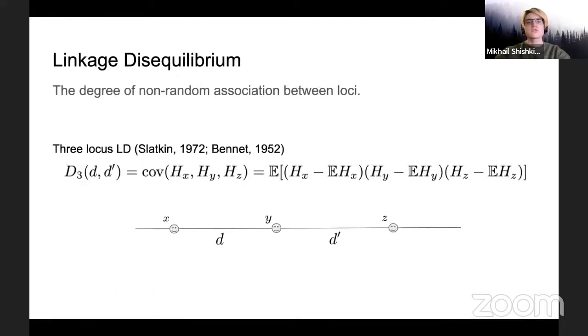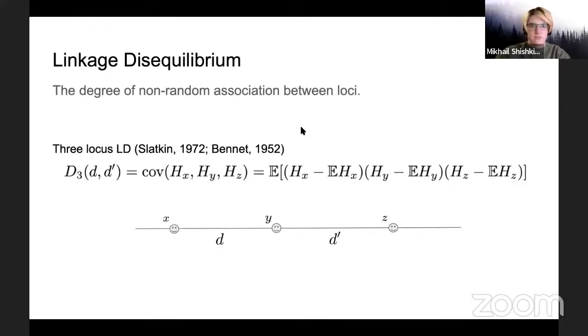In our work, we use 3 locus linkage disequilibrium, and we use Slatkin's definition, where LD of 3 loci with genetic distances d and d prime between them is the covariance of these loci. H here represents a haplotype at locus X, Y, or Z, and it is 1 if the sample carries a derived allele, and otherwise 0.